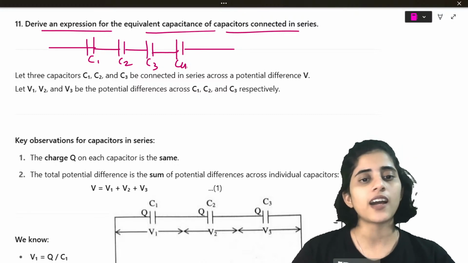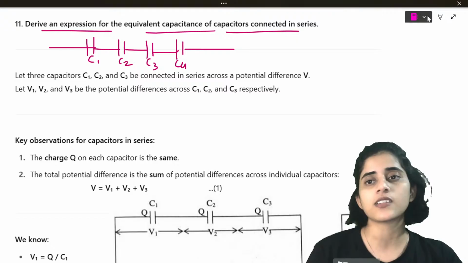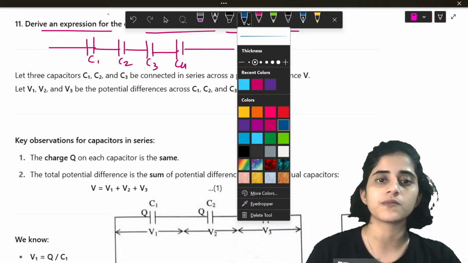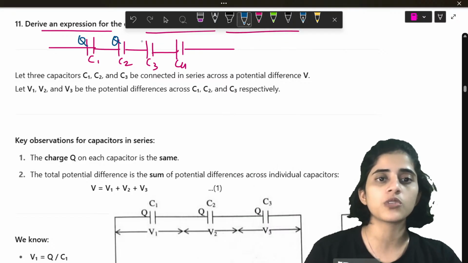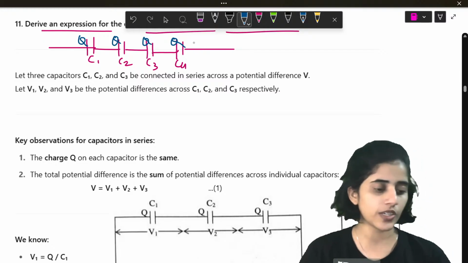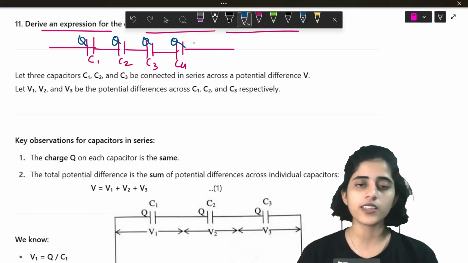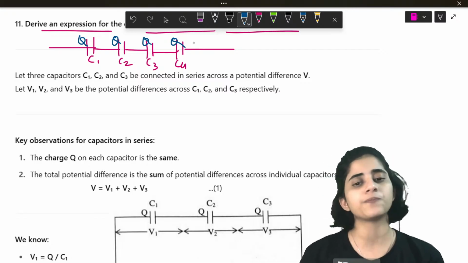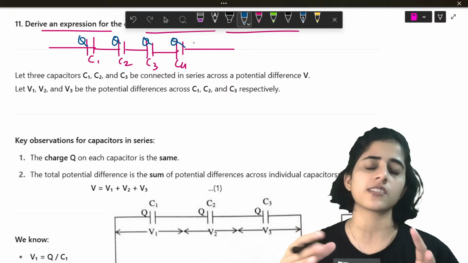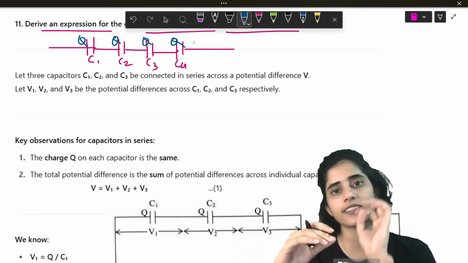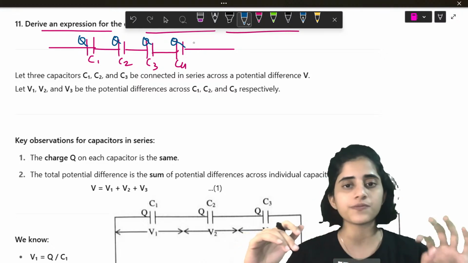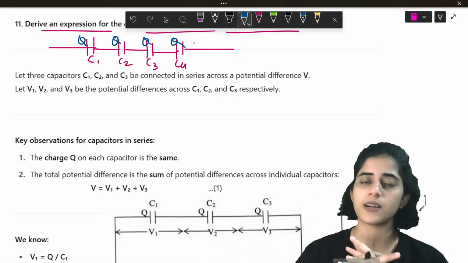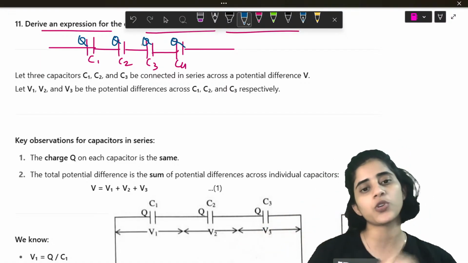Now, on all the capacitors, what is the same? The charge is going to be the same. Q, Q, Q, Q. Okay? All the capacitors will have the same charge, but potential will be distributed. You might have learned this in a series circuit. If my battery has 9 volts, and if I have 5 components, this 9 volts is going to be shared between all of these components, right? So that is how it is going to be.